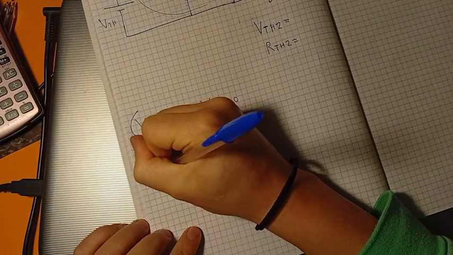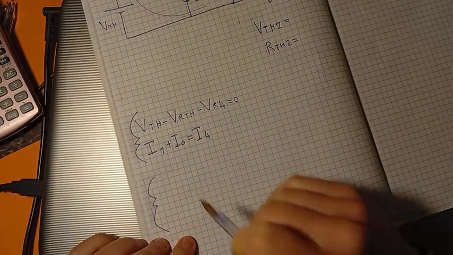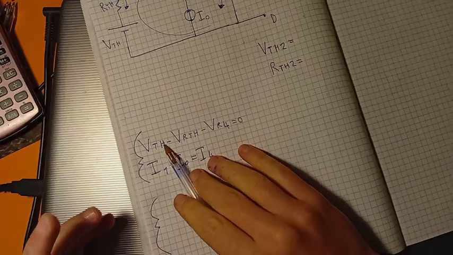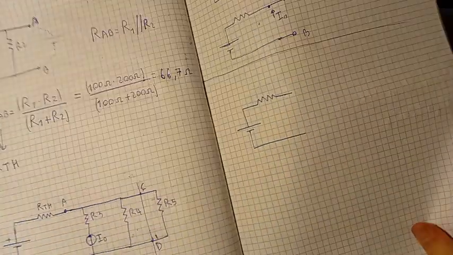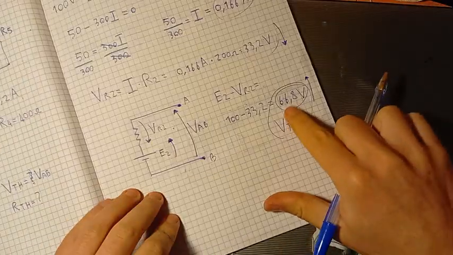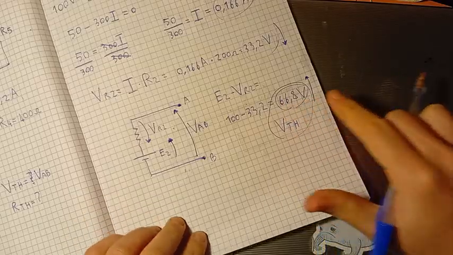Okay, let's keep writing this equation. VTH we already know. We calculated it here, and it is 66.8 volts.